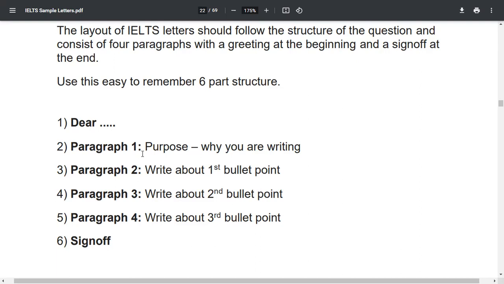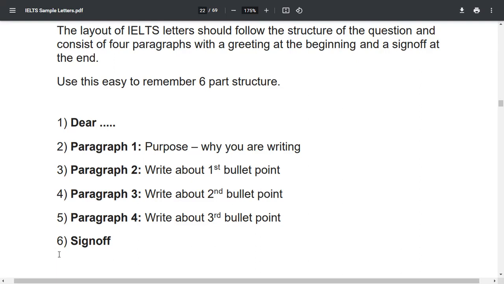Okay, so we have the greeting, and then we have paragraph 1, and that's what we call a purpose sentence. So you have to say why you are writing this letter. So it has to be a short sentence. It doesn't have to be long, by the way. Okay, and then we have paragraph 2, which is the answer of the first bullet point. Paragraph 3, where you have to write about the second bullet point, and paragraph 4, where you have to write about the third bullet point.